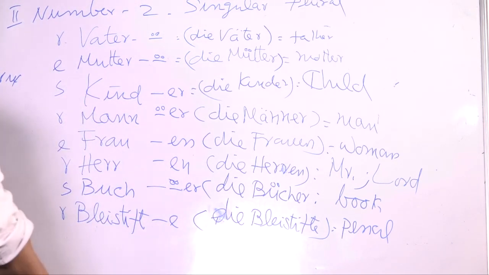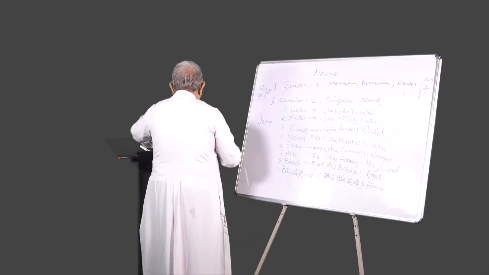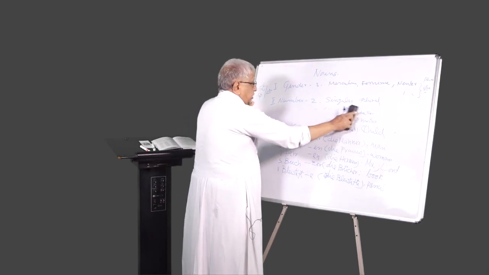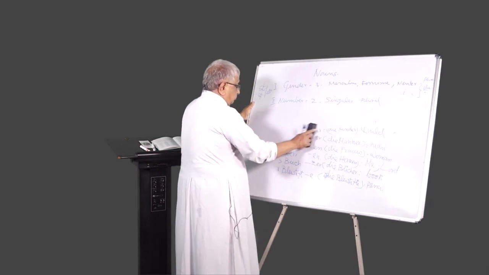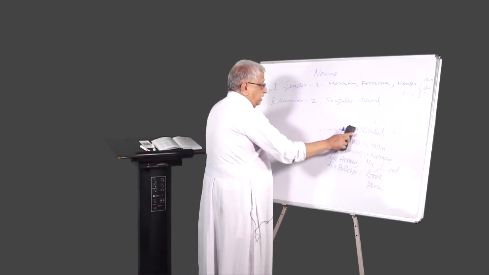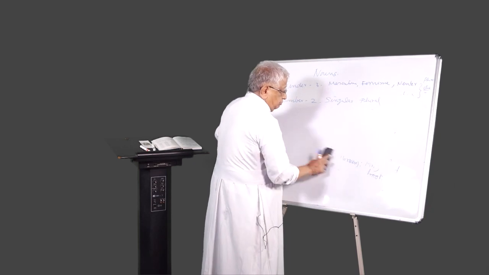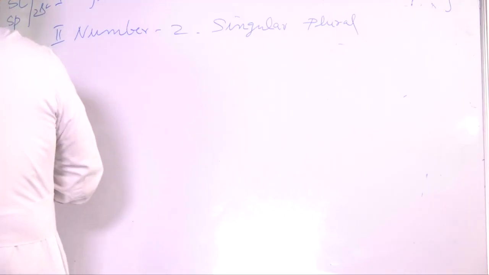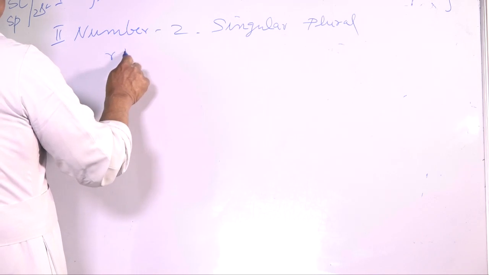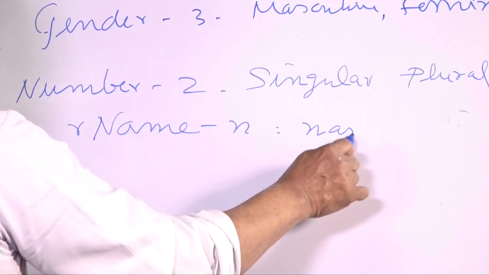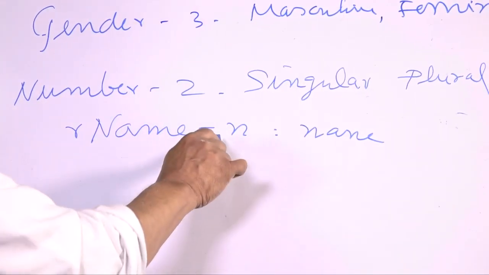So, you may take down some more nouns for your vocabulary and also to learn the categories of plural forms. Sometimes it is with umlaut. Sometimes it ends in EN. Der Name. Name. Namen. Der Name, die Namen.